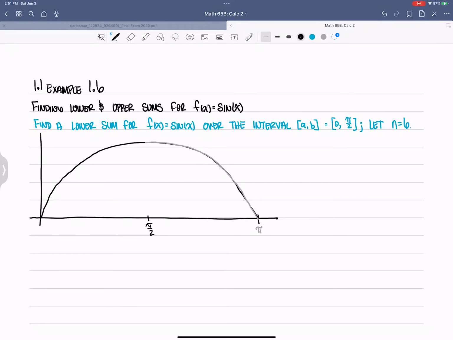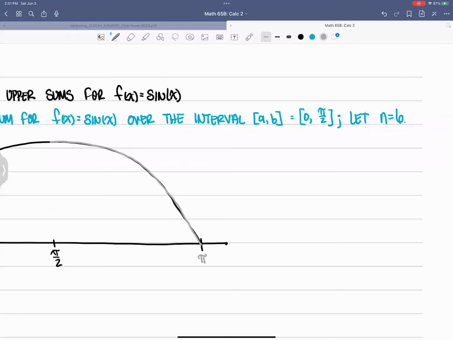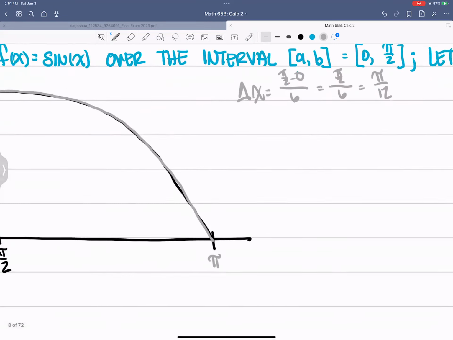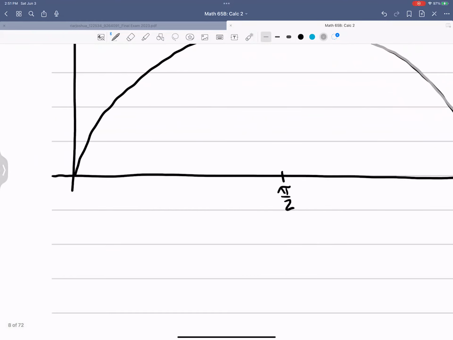What I wanted to do is actually show you how we could draw these, because it does seem a little ugly. Let's figure out what our delta x is, our change in x. So delta x is equal to b minus a over n, so pi halves minus 0 over 6. That's pi over 2 over 6, which is pi over 12. So we're moving pi 12ths with each of these. So starting off at 0, we're moving pi 12ths to the right.